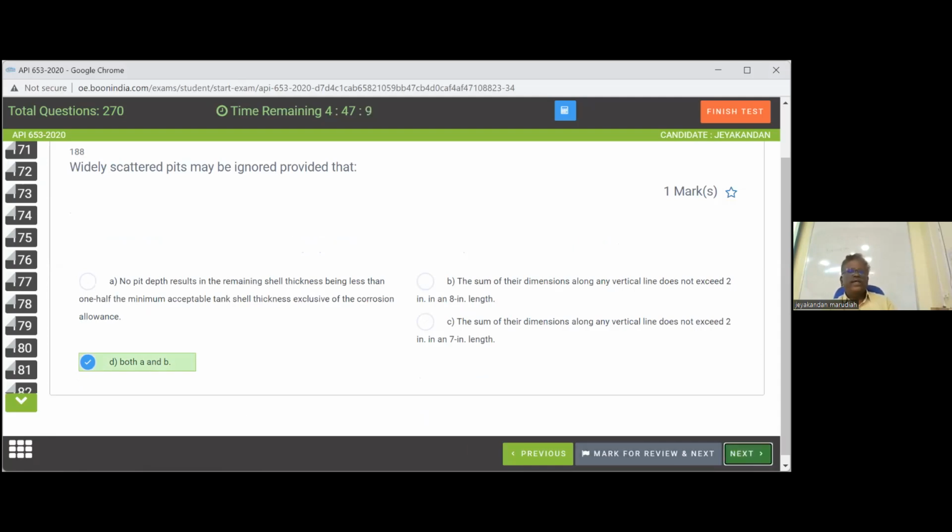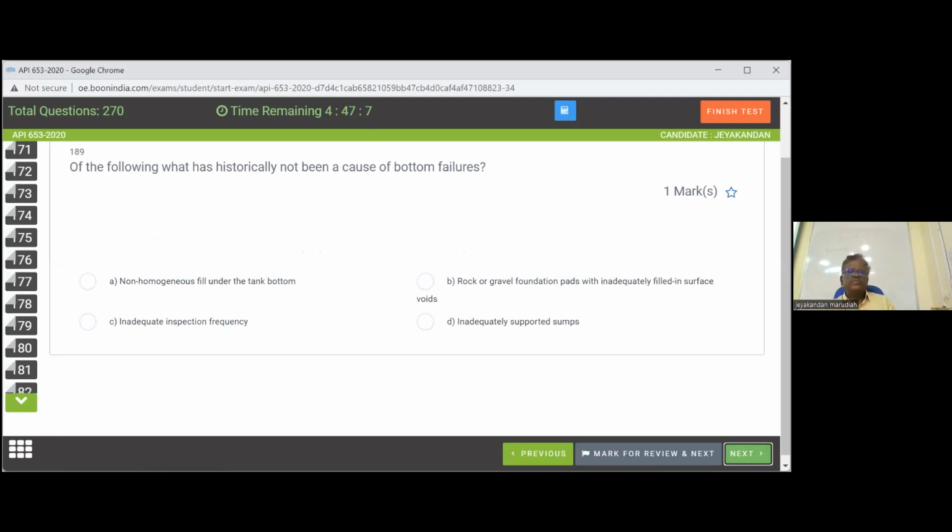Okay. Next. Of the following, what has historically not been a cause of bottom failure? So what is not a cause of bottom failure? We have to check the same list, that list only, the bottom failure list. There is a list in 4.4 point something. Non-homogeneous fill under rock gravel foundation pads. Inadequate inspection frequency. That is not the reason.